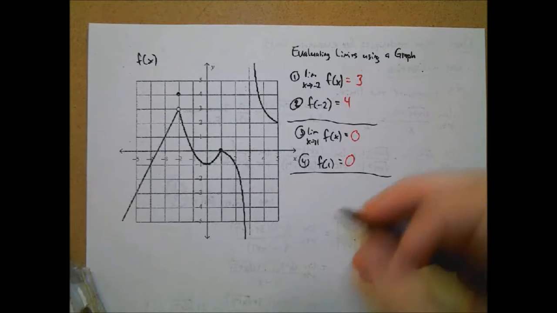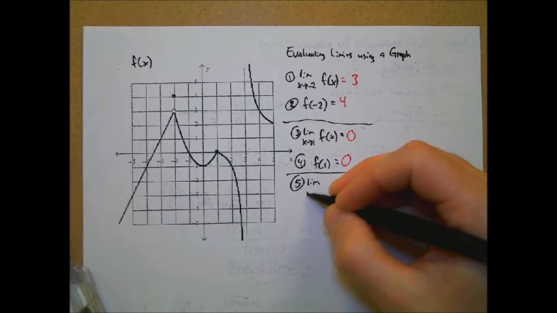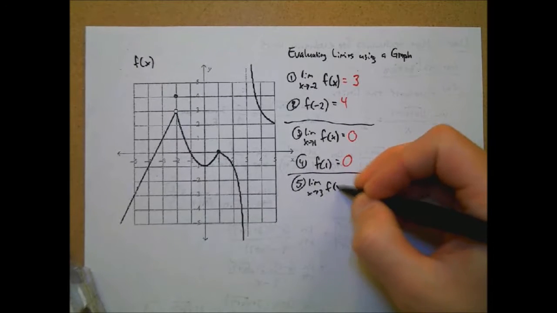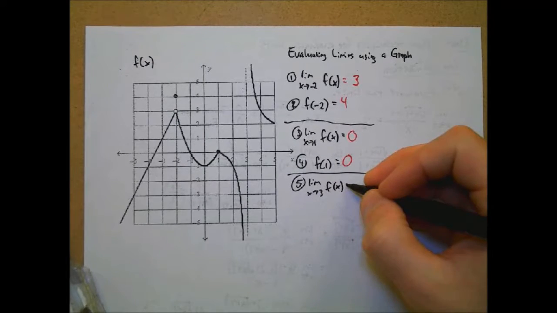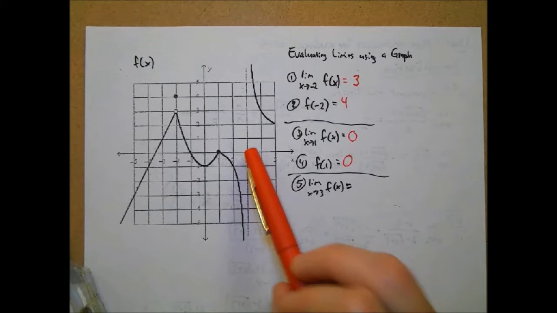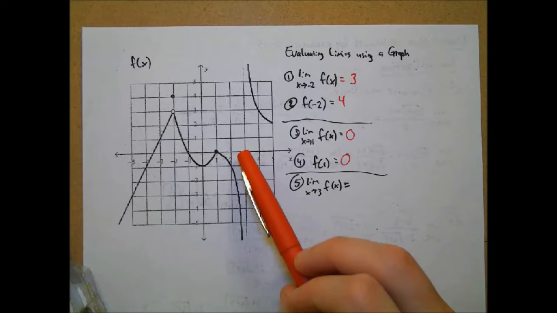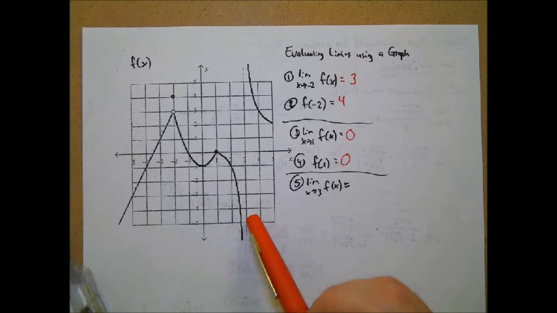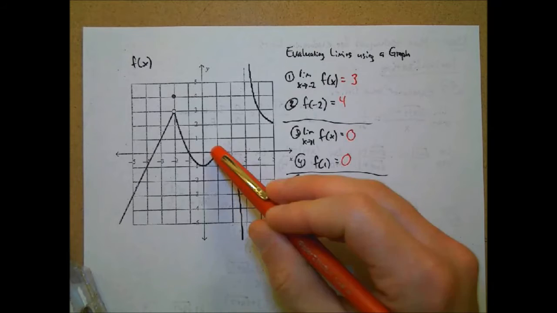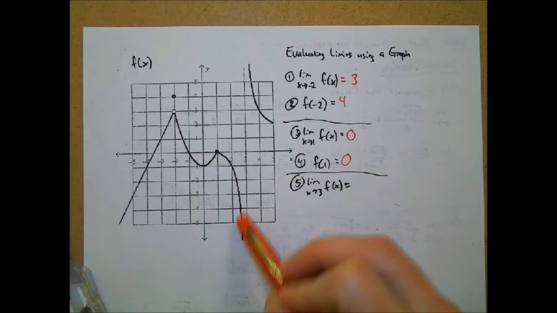All right, number 5. The limit as x approaches 3 of f of x. Okay, so now we want to approach the x value of 3. So here's the x value of 3. If we approach 3 from the left-hand side, we're going to be on this part of the graph, right here. As we approach 3 from that left-hand side, what's the y value, or the function value, that we're approaching?